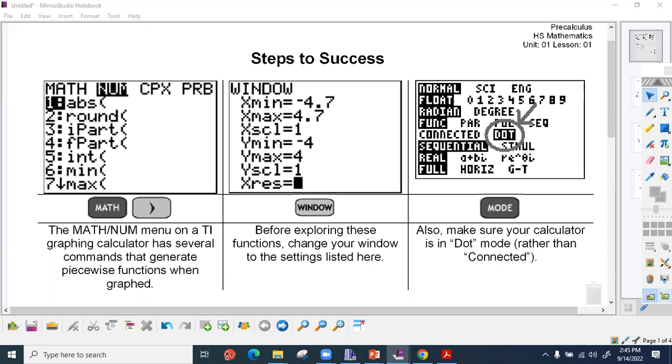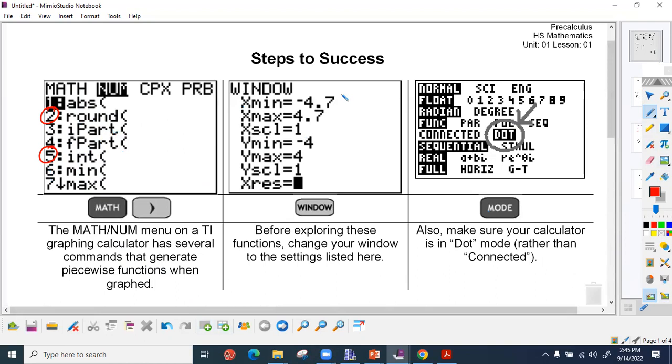So first thing first is just making sure that you understand that there's the math button, and the math button is basically a list of general commands for your calculator. The commands here generate piecewise functions and other things as well. But we're going to be using 2 and 5 for this set of notes, from the math number function.